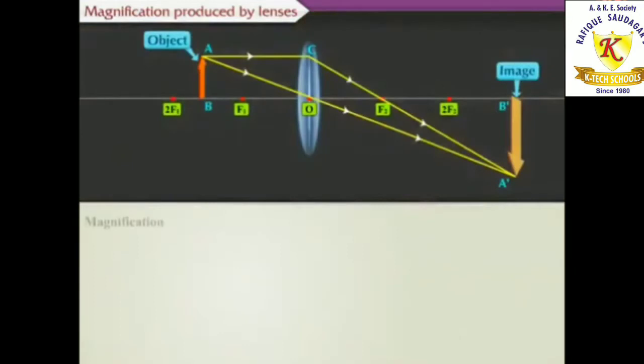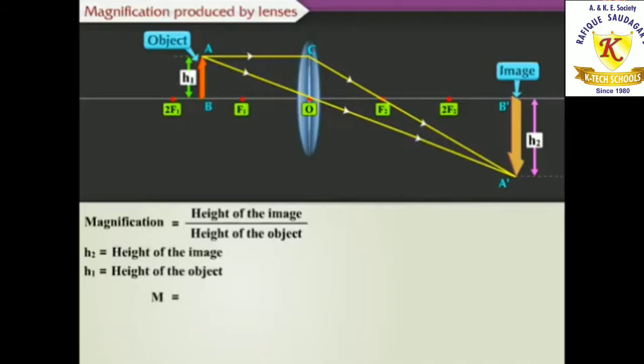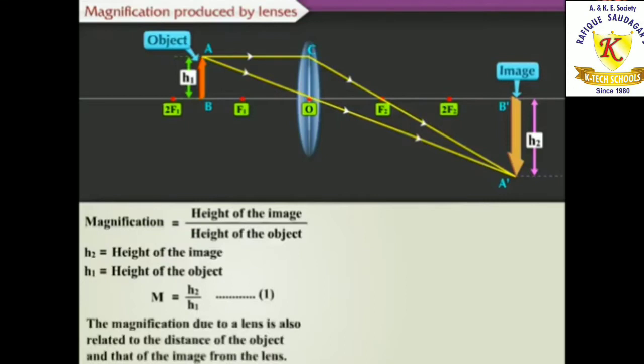Now, moving ahead, magnification produced by lenses. Magnification is equal to the height of the image upon the height of the object. That is, where h2 is the height of the image and h1 is the height of the object. Therefore, m, that is magnification, is equal to h2 upon h1. Let us give this as equation 1.